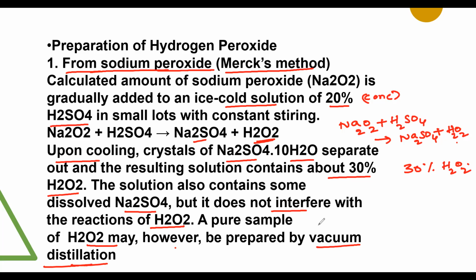Simple it is. It is also called Merck's method. A calculated amount of sodium peroxide is gradually added to 20% sulfuric acid solution. Then we will get a mixture of sodium sulfate and hydrogen peroxide. The hydrogen peroxide formed in the above mixture has only 30% purity, and to make it 100% pure, we have to do vacuum distillation. Sodium sulfate can be separated and the resulting solution contains about 30% of hydrogen peroxide. So this is called Merck's process. Next, continuation.